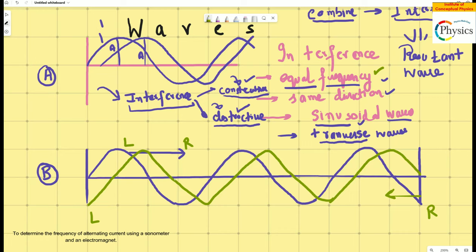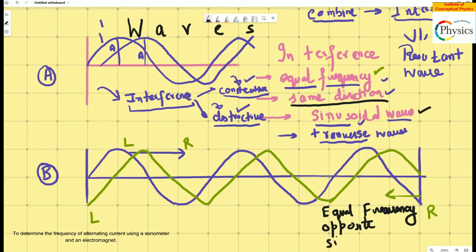Here also, you have equal frequency. So both the waves traveling in opposite direction have equal frequency. So direction-wise, they are not the same. The directions are opposite. They're moving opposite to each other. The next is a sinusoidal wave.